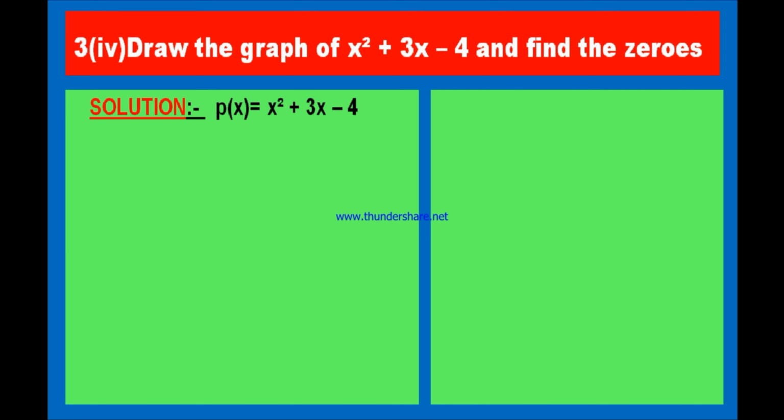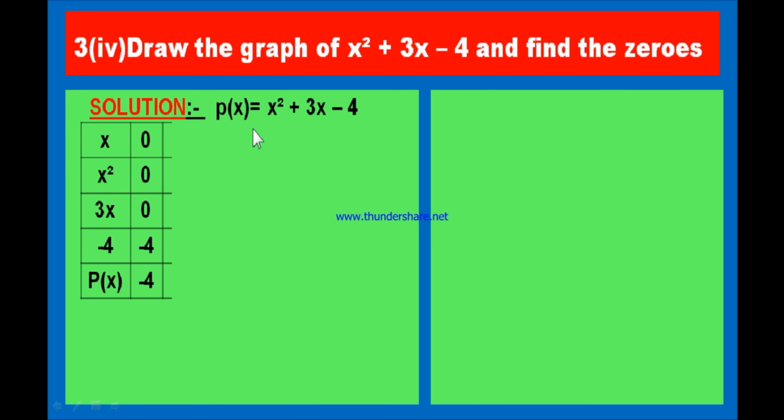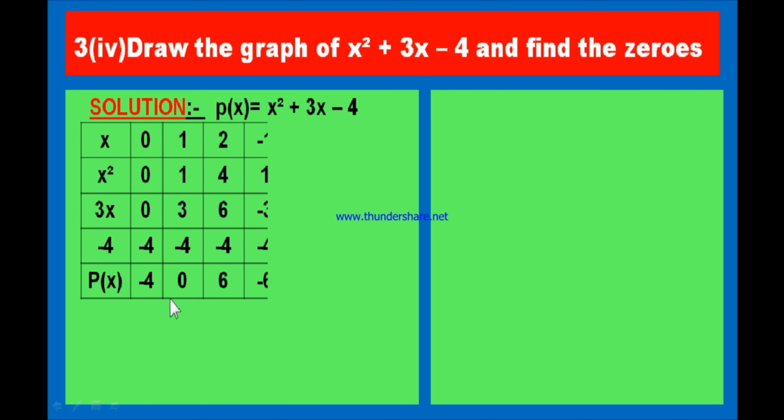In order to draw the table, the first column is for x value, next x square value, next 3x value and next minus 4 value. After writing x square, 3x and minus 4, to get p(x) value you have to add these 3 values. Look at the table. First of all, x value, next x square, next plus 3x, next minus 4. If we add x square, 3x and minus 4, you will get p(x) value.